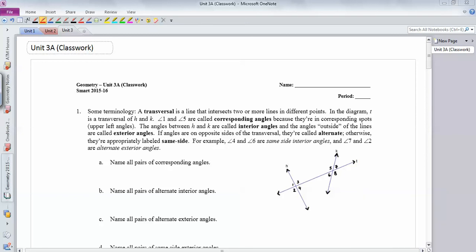Okay, so this is the Unit 3A handout that this lesson is going to cover.